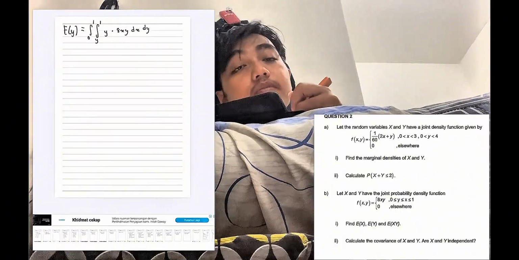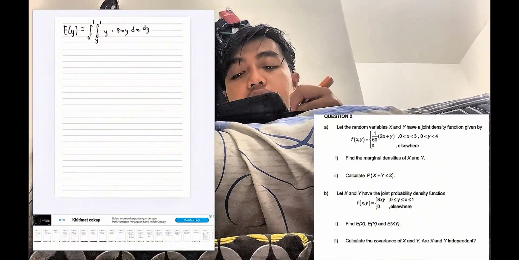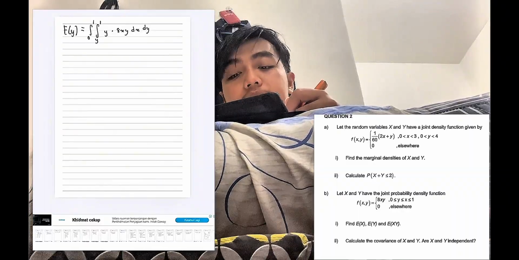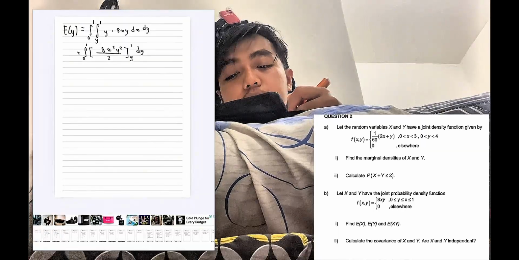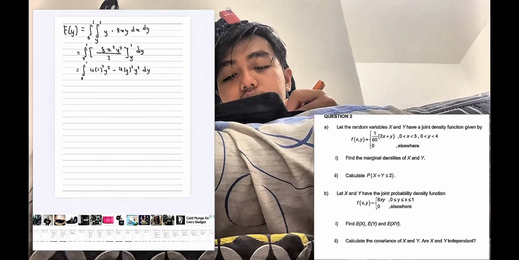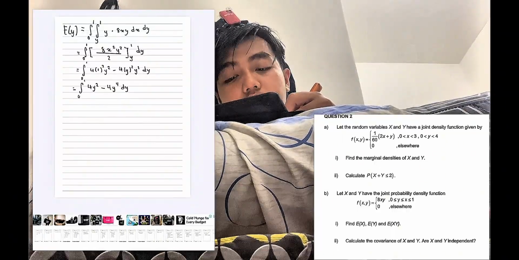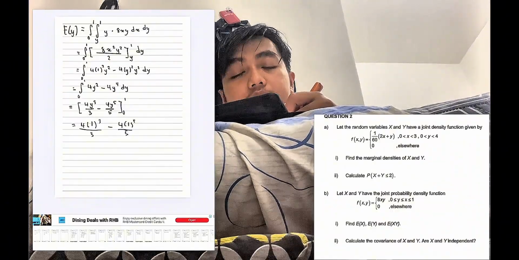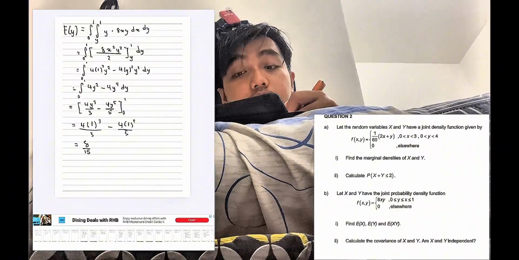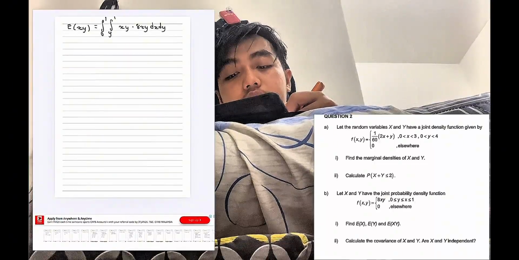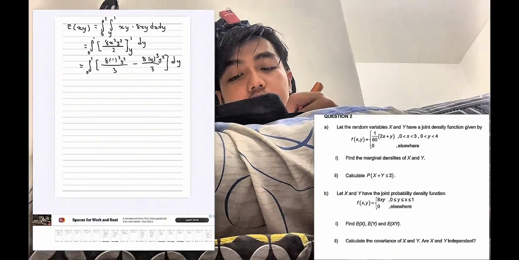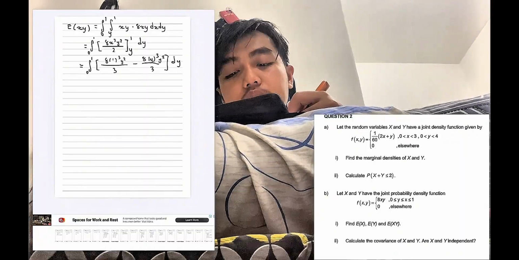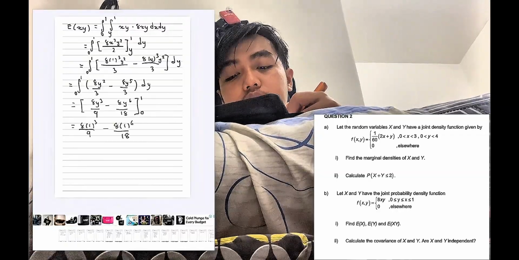So for EY, same as before, but this time we multiply our equation with Y. So we integrate with respect to X first, and we plug in the value of X, and then we integrate with respect to Y and put the value in, and then we should be getting our answer. And for EXY, we will multiply our equation by XY, and then we do it same as before, integrate, plug in the value, and calculate it.